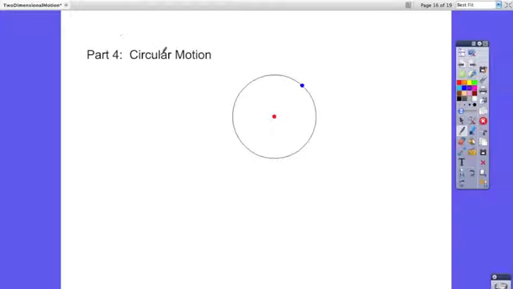Our last topic, and much simpler than projectile problems, is circular motion. Circular motion is another type of two-dimensional motion. As this object moves around the circle, it moves vertically. It was here, now it's higher, and then it'll be higher, and then it'll get lower, and then much lower, and then it'll start getting higher again. So it's moving vertically, and it's moving horizontally at the same time. So it's another brand of two-dimensional motion.